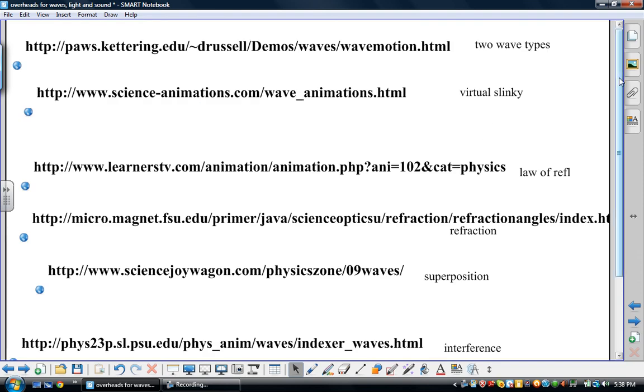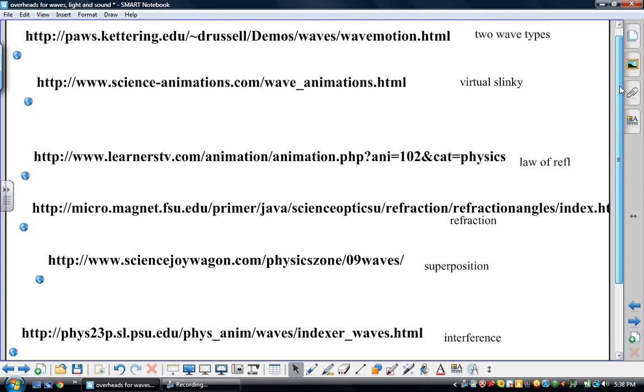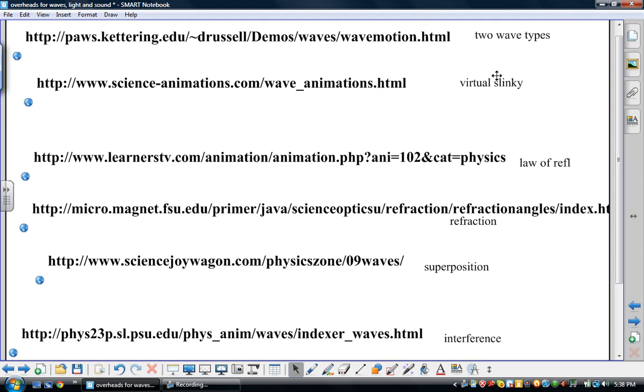Here is a list of possible websites you might want to check out. They cover the two wave types, a virtual slinky that you can use and animate yourself, the law of reflection, refraction, superposition, and interference. These last two are talking about constructive interference and destructive interference.